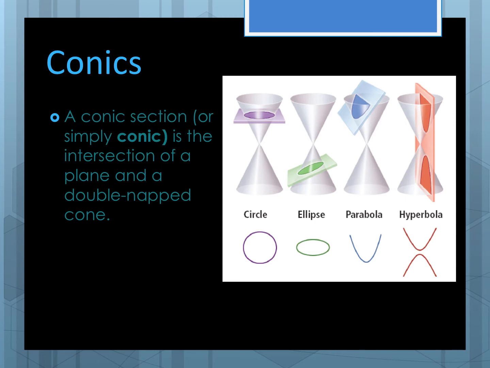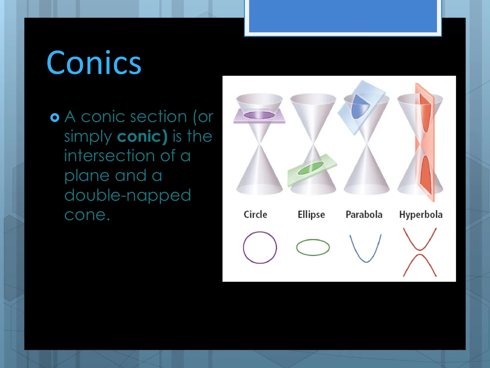All right, so a conic section is the intersection of a plane and a double napped cone. If you look at the double napped cone, which kind of looks like an hourglass on the right hand side, depending how you slide a plane or like a rectangular shaped object through, it forms these different kinds of conics.